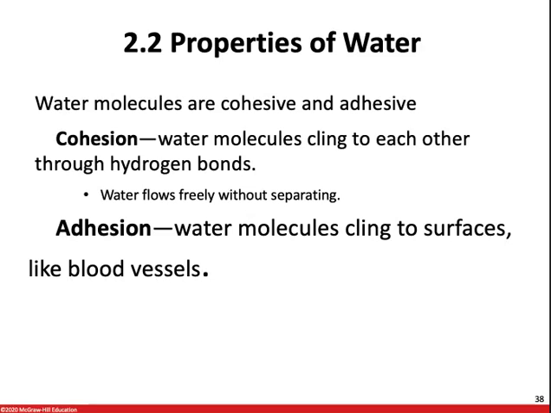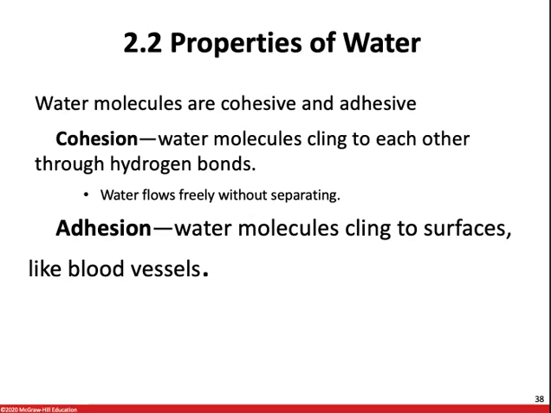So another property of water is that water is both cohesive and adhesive. Cohesion refers to the ability of water molecules to cling to each other. This property is due to that hydrogen bonding. And it's because of its cohesive properties that water can exist as a liquid under the normal temperatures and pressures present at the Earth's surface. Adhesion refers to the ability of water molecules to cling to other polar surfaces. This property is due to water's polarity.